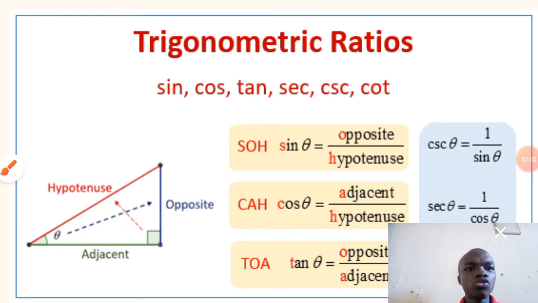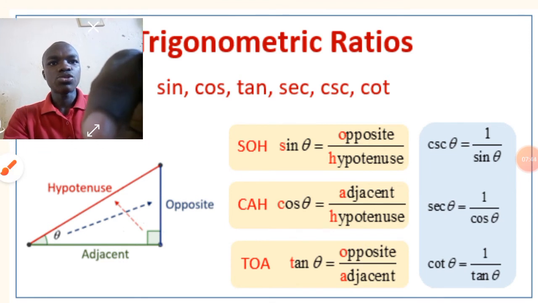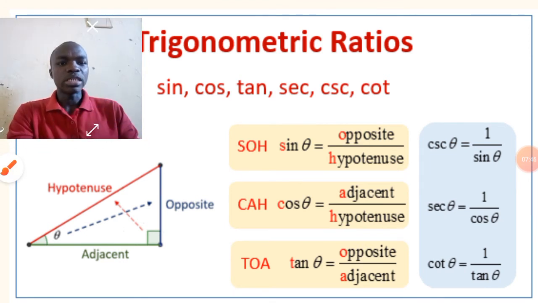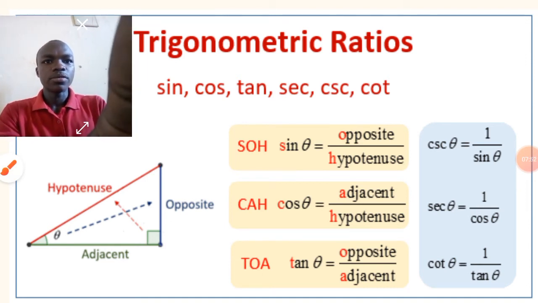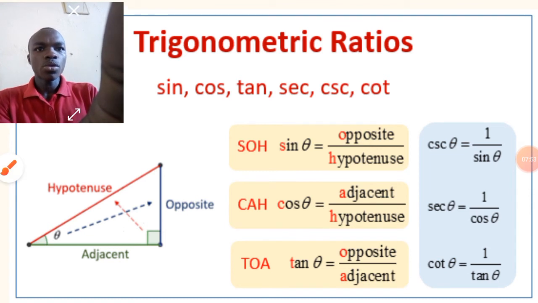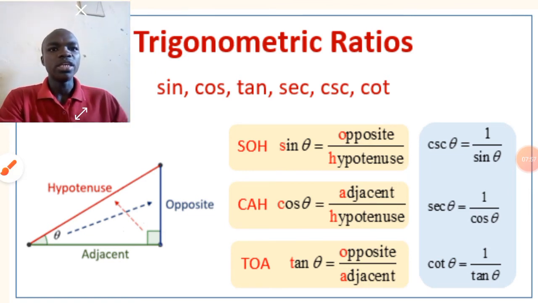Trigonometrical ratios. This is how they are related. So you can see them. You have the sine, the cos, tan, sec, cosec, and then the cot.